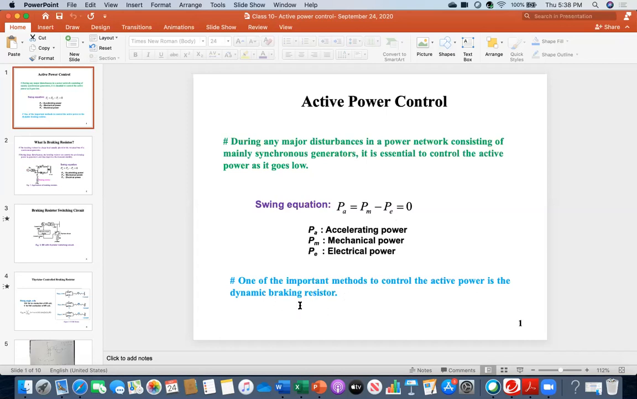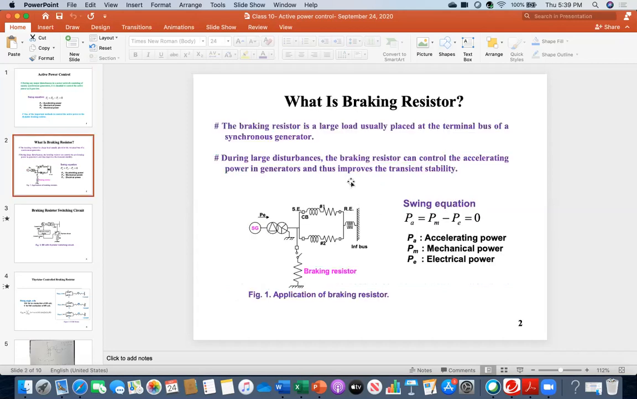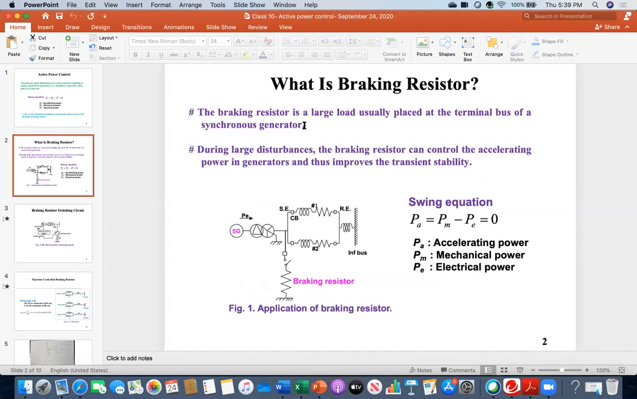So this dynamic braking resistor will provide active power. It will boost up, it will increase the P during fault situation so that system balance comes back, system stability comes back. Therefore, that's the question that we'll be looking at today. What is that dynamic braking resistor and how does it work in the system?